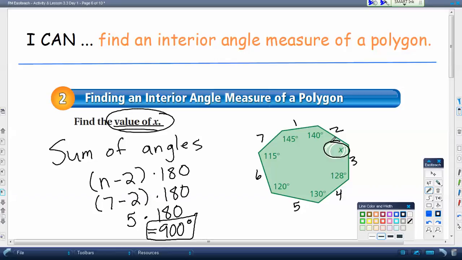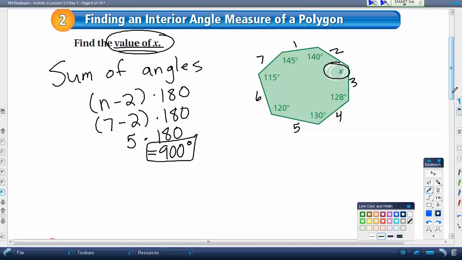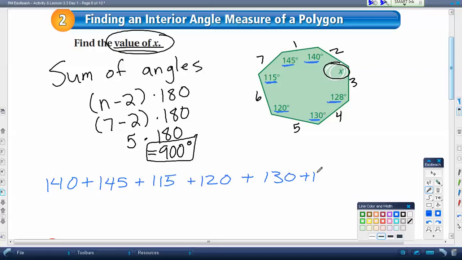So in order to figure that out, I've got to add up all of these other angles together. Okay, so that's the second thing I've got to do. If I add 140 plus 145 plus 115 plus 120 plus 130 plus 128, if I add all of those values together, what am I going to get? So follow along with your calculator. Type these in: 140 plus 145 plus 115 plus 120 plus 130 plus 128. Okay, and when you add all of those together, what do you get? You get 778. So we know that all of these added together is 778.